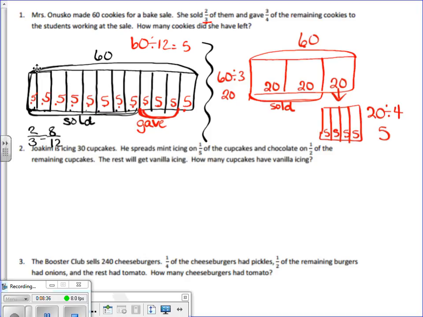It's the same thing. It's just a different approach. So 3/4 here was given away. And one of them is left, right here. It's the same thing. Just a different tape diagram.